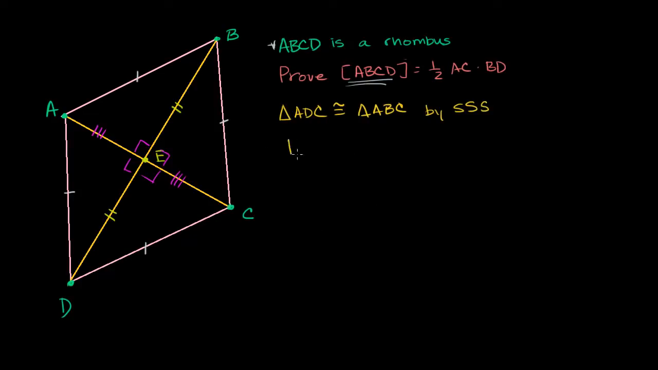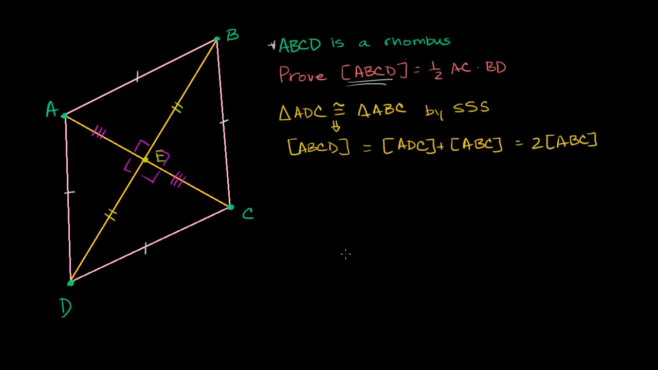And so because of that, we know that the area of ABCD is just going to be equal to 2 times the area of, we could pick either one of these, we could say 2 times the area of ABC. Actually, let me write it this way. The area of ABCD is equal to the area of ADC plus the area of ABC. But since they're congruent, these two are going to be the same thing. So it's just going to be 2 times the area of ABC.